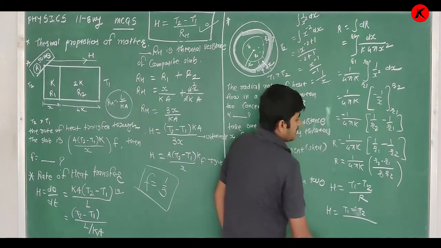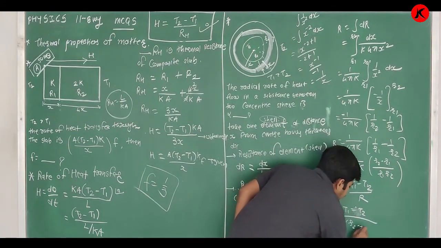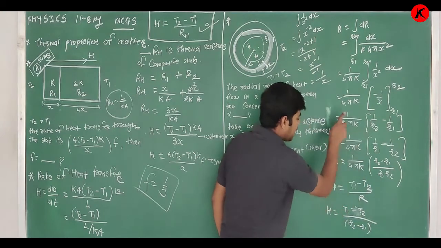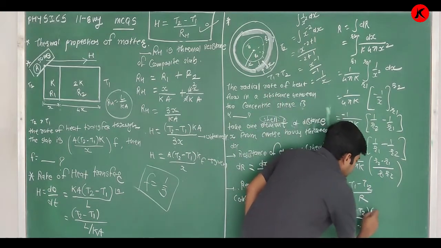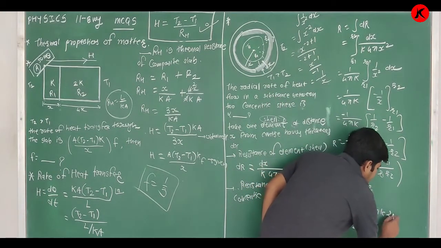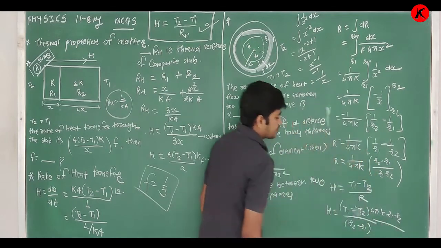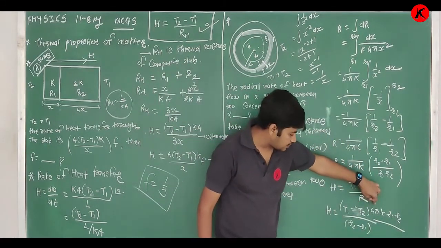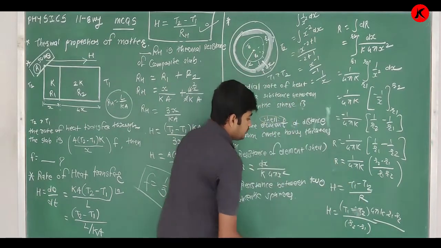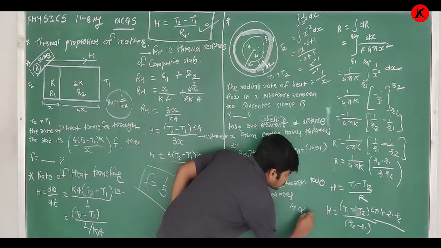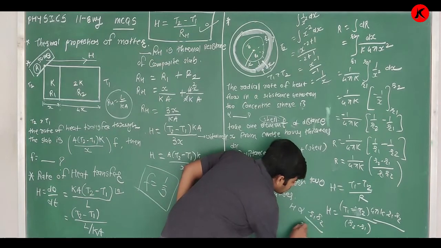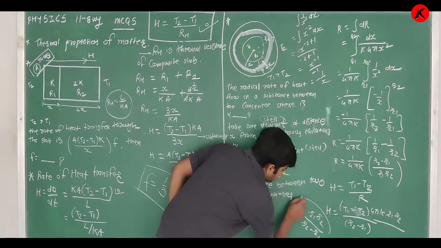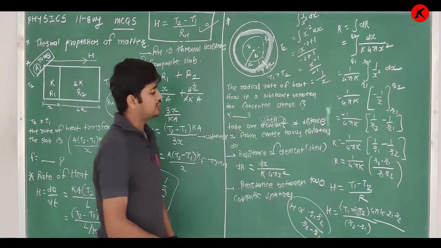Now if you put the value of R, then H is equal to T1 minus T2 upon R. Here R is R2 minus R1 upon 4 pi k R1 R2, and this denominator I can write in the numerator, so it is 4 pi k R1 R2. Clear? If the temperature difference is constant, 4 constant, pi constant, k constant, then I can say H is proportional to R1 R2 upon R2 minus R1. You have to find this.